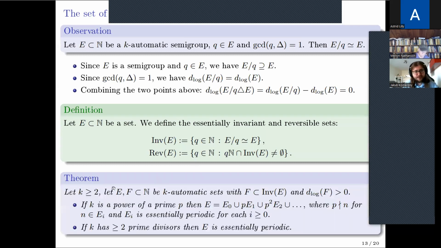In fact, what we prove is that if we have an automatic set E and an automatic set F, which is contained in inf E and has positive density, then for more than two prime factors, the set E has to be essentially periodic. When the base is prime, we have that each of the sets in the decomposition is essentially periodic.